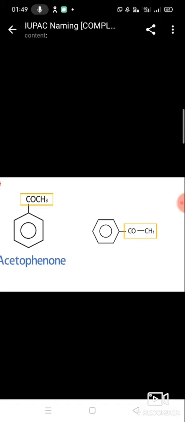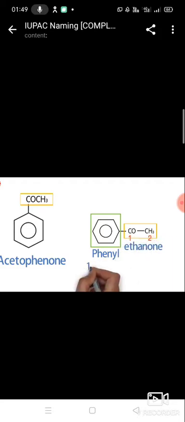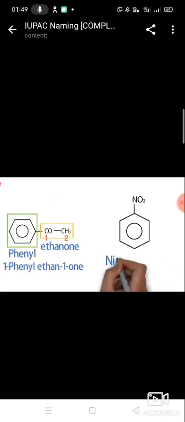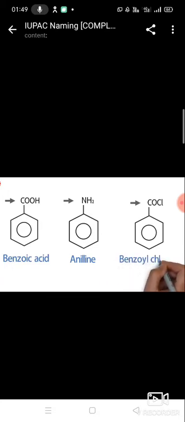That position may change to any place. If it is attached on the side, then we say it is a phenyl group. What is present on the phenyl group? Ethanone is present, because of the double bond. So it is 1-phenylethan-1-one. Next one is nitrobenzene. COOH with a benzene ring is benzoic acid. Benzene ring with NH2 is known as aniline. Benzene ring with COCl is known as benzoyl chloride.